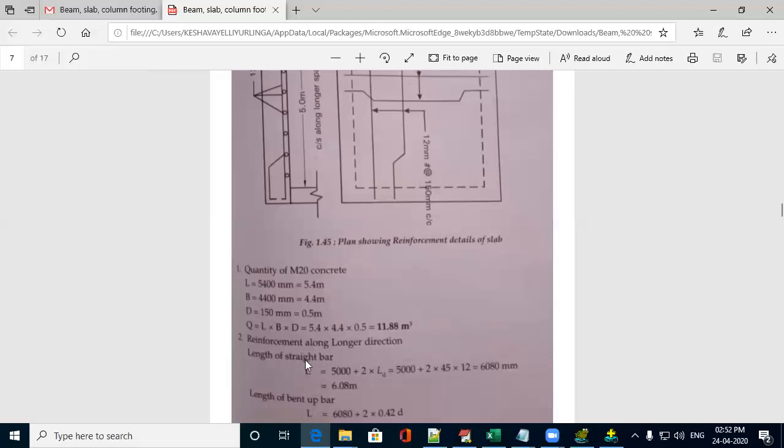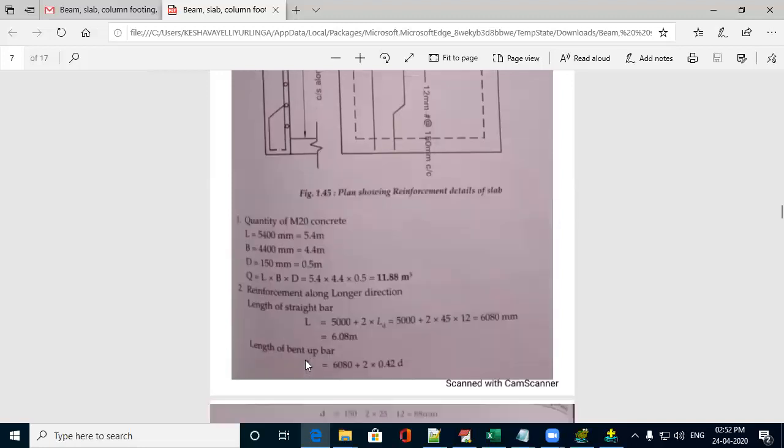Now let us see the important part, that is the reinforcement calculation. Let us do the calculation first for the longer direction. We have straight bars as well as the bent up bar. First, let us find the length of straight bars. To find that, in case of slab, this is the formula. L is equal to clear span, that is wall face to face distance, plus 2 times the development length.